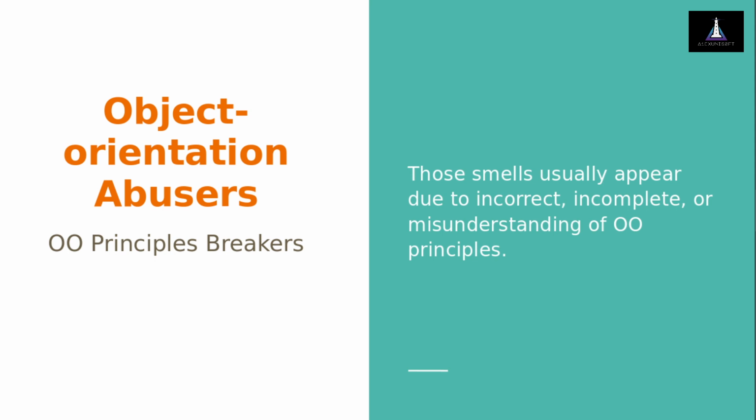Object orientation abusers, well, those are the people that break OO principles. Those code smells usually appear due to incorrect, incomplete, or misunderstanding of OO principles. See, sometimes we just don't know which design principle to use or how to use it, or really if it applies to our situation.